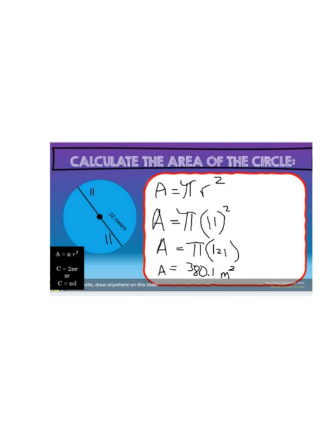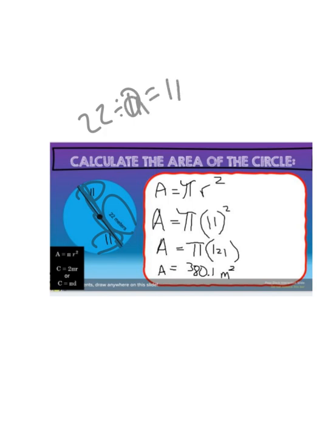Now, here's a look at a problem all done for you. Okay, so we're given the diameter, and it's 22 meters. So what I did was I found out what the radius is by just splitting that in two. So 22 divided by 2 equals 11.